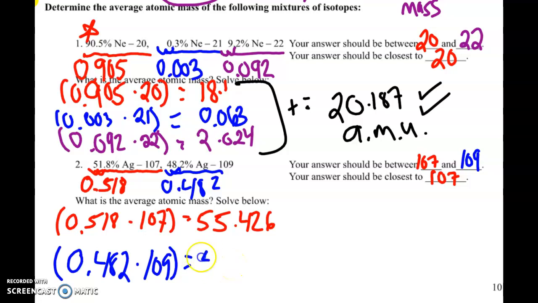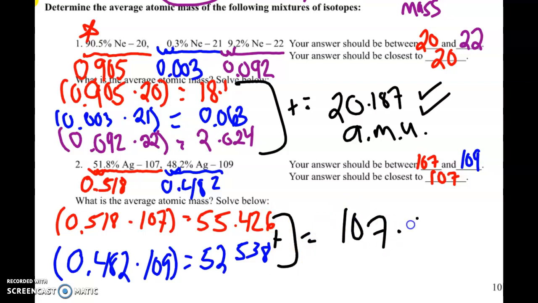You should get 52.538. Now we're going to add these together, and I get 107.964. Let's do our check. Is that between 107 and 109?